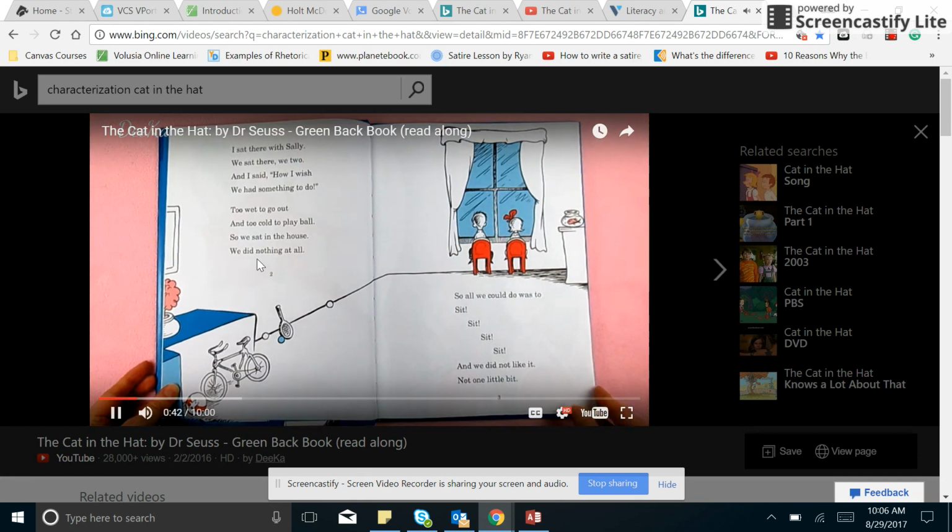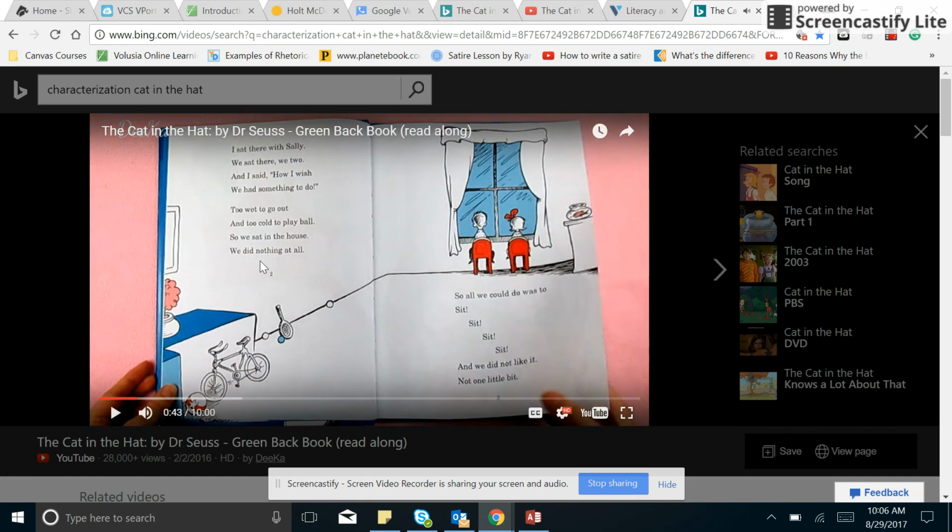All right, here's our first example. We have thoughts. The narrator is staring out the window on a rainy day, and his thoughts are telling us that he's not very happy about it. They have to stay inside. So we're finding out about our character through his thoughts. Okay, let's move on. The next thing we're going to talk about would be speech.